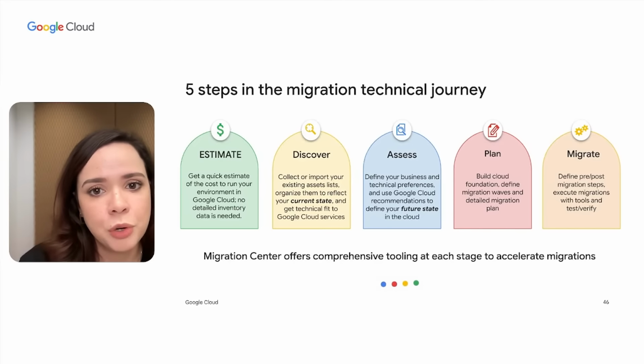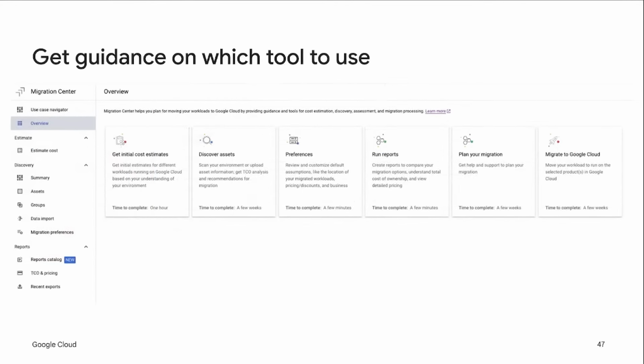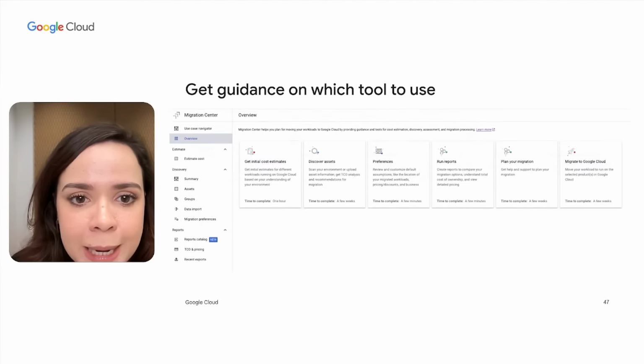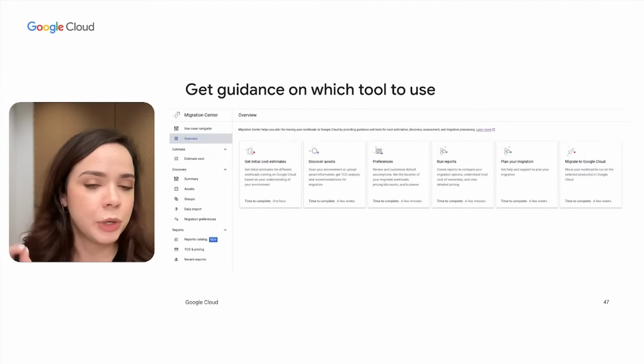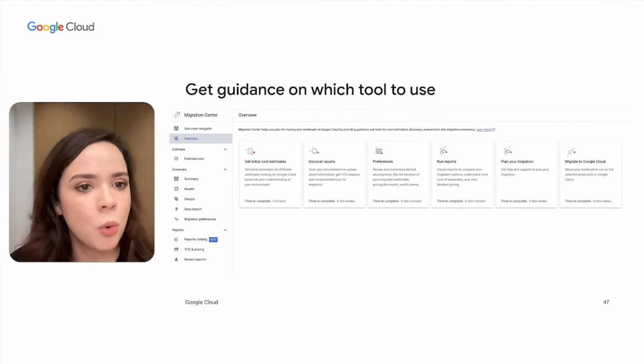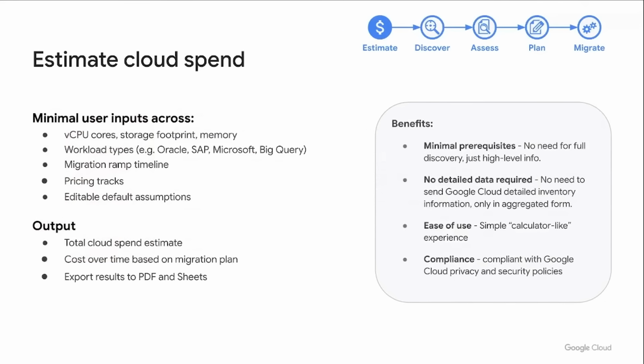But first, I wanted to show you how the home screen of Migration Center looks like. So you can see that we have tools for estimation, for assessment, for planning, for migrating, and you can just click through it, and it's quite straightforward to get started. So the first step is to estimate. If you want, you can use Migration Center for it.